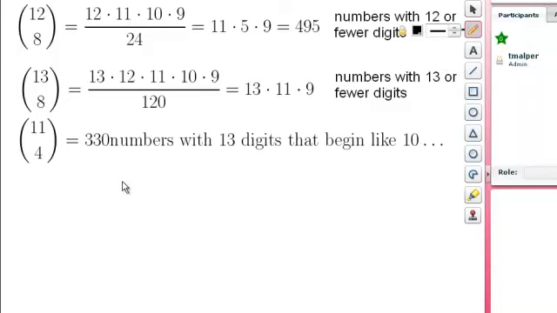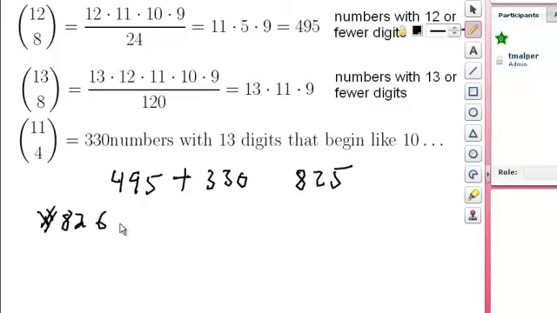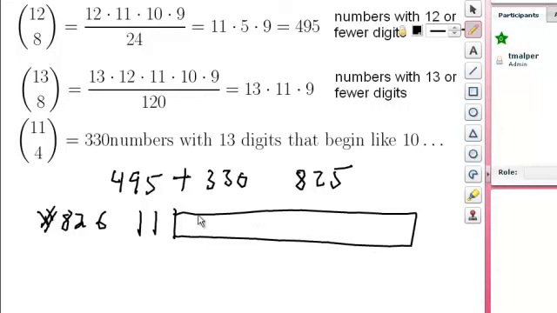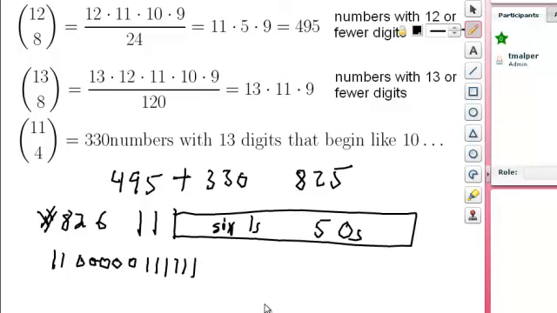There are 495 12-digit or fewer. So 495 plus 330 is 800 and something, 825, I guess. And so number 826 is going to be the first number bigger than that. So it's going to start with a 1 and a 1. And then we're going to have what's left. We still have 6 ones. And we still have all 5 zeros. Well, the smallest one, number 826, is the one that starts 1 1 and then 5 zeros, and the remaining 6 ones. But of course, we're going to keep going with this.